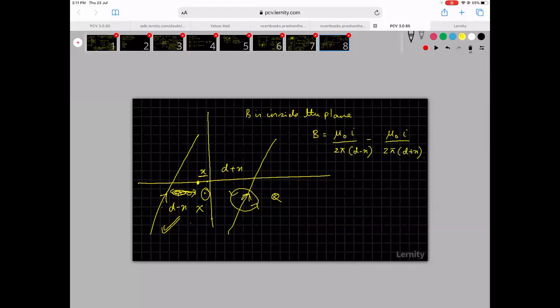Suppose both the currents are parallel, then this is what it is. As I come closer to this wire, the magnetic field is inside and it will be increasing. As I come closer to this wire, the magnetic field is outside and it will be increasing. So how will this graph look? If this is minus D and this is plus D, as I am approaching minus D, it is inside, so negative. As I am approaching plus D, it is outside, positive. So it goes like this and then it goes this way.